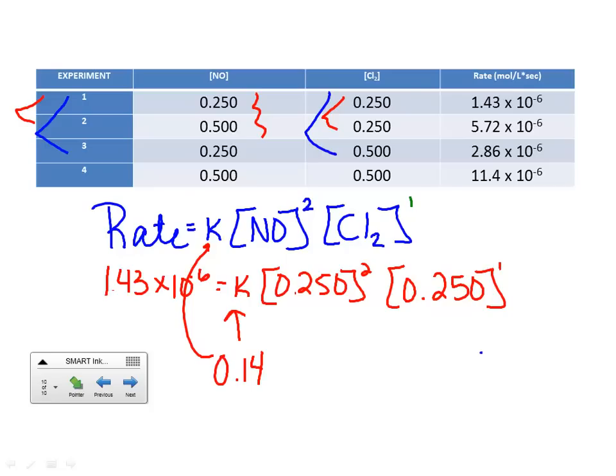Now complete exercises 15.3 and 15.4 on page 683. We're going to collect this next class.